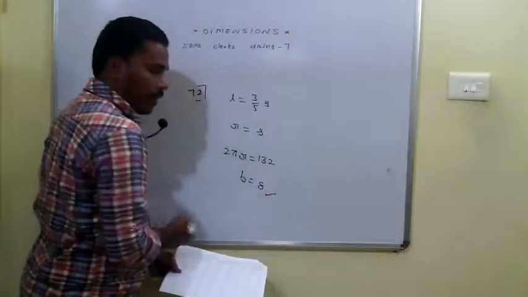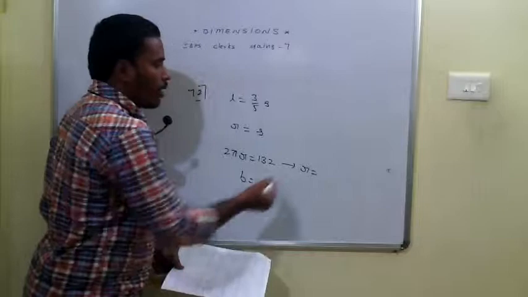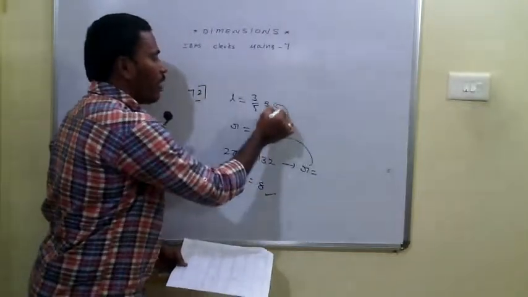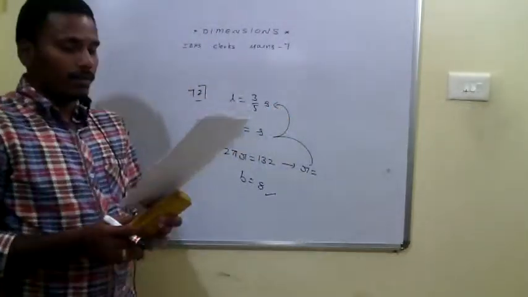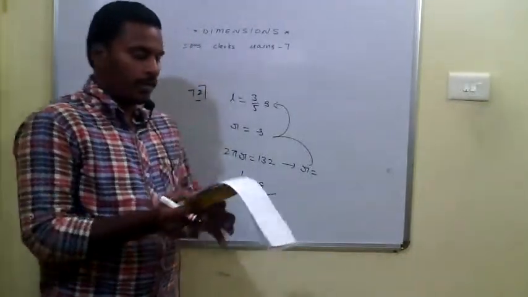Already we have the breadth of the rectangle. Since 2 pi r is equal to 132, from there calculate the value of r. From there you have s. From there we have L. After having the values of L and B, area of the rectangle is L into B. From there you will get the answer. Okay, there ends the problem.